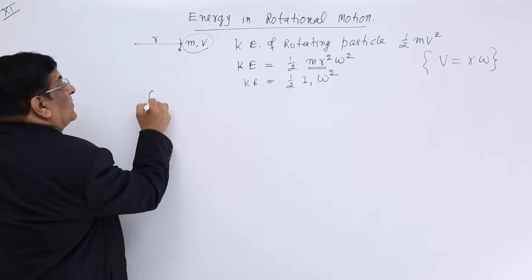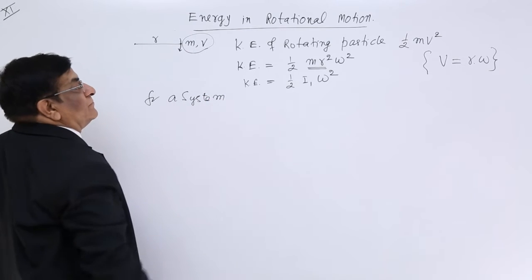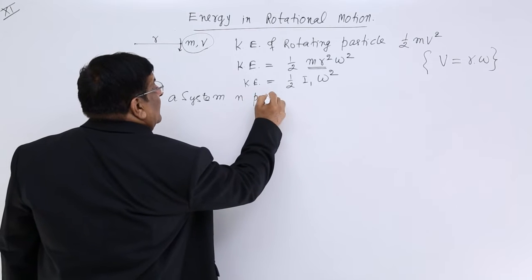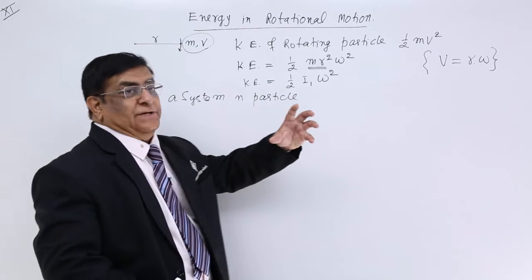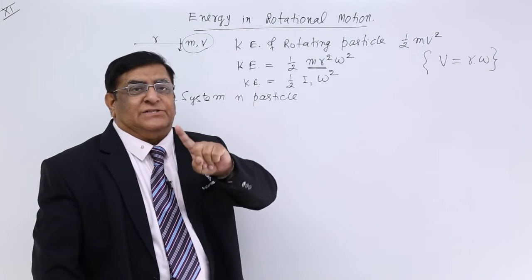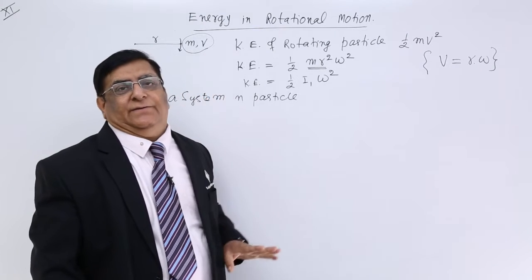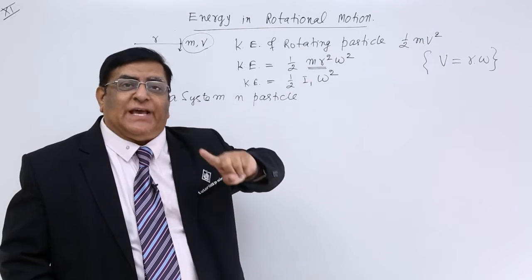Now for a system of particles, if there are n particles, then in a system, in a rigid body, what remains constant, what remains common? Answer: their angular velocity is common when a body is rotating. So omega for all of them is the same.